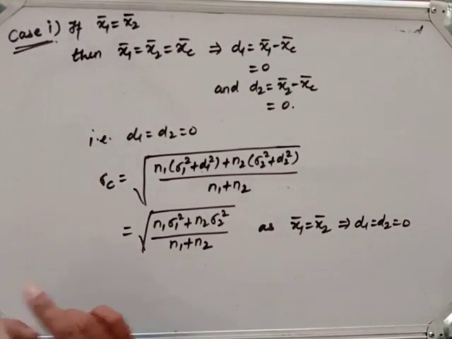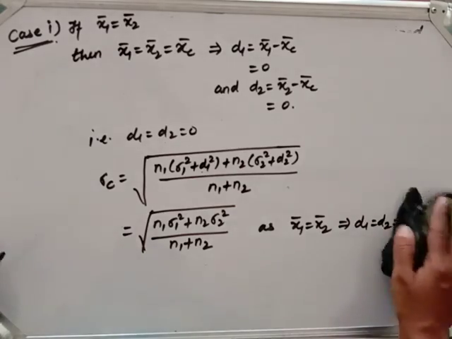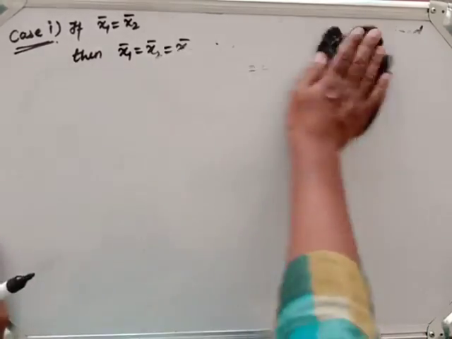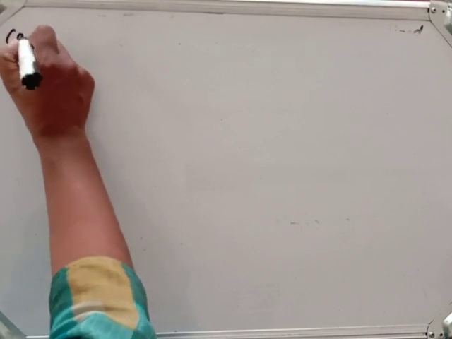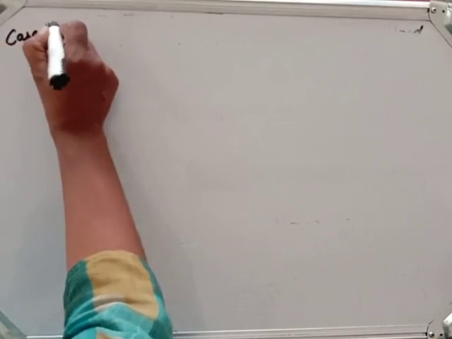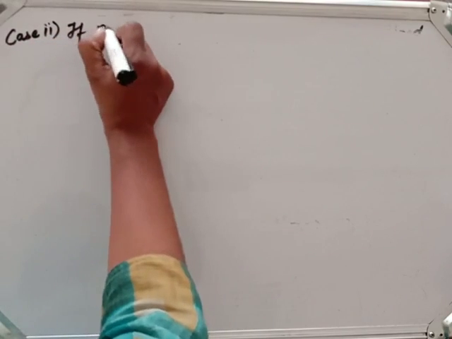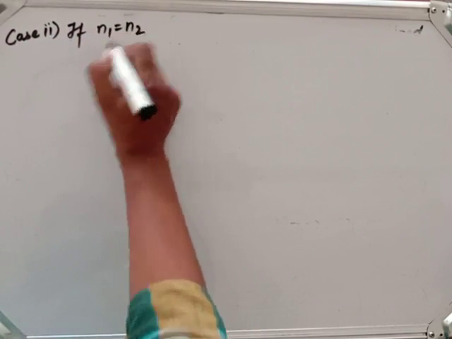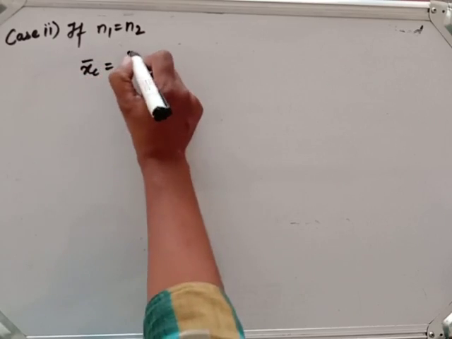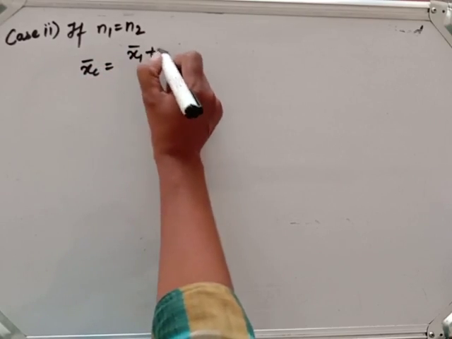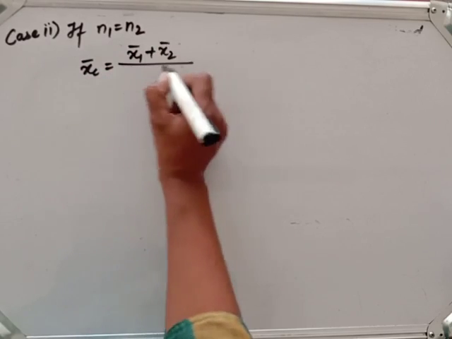Now next thing, case 2: if n1 equal to n2, then what happens? If n1 and n2 are the same, then what is xc bar? Xc bar will become x1 bar plus x2 bar upon what?